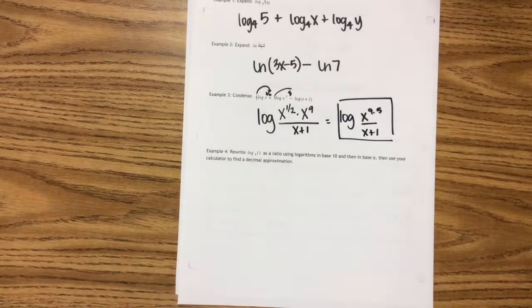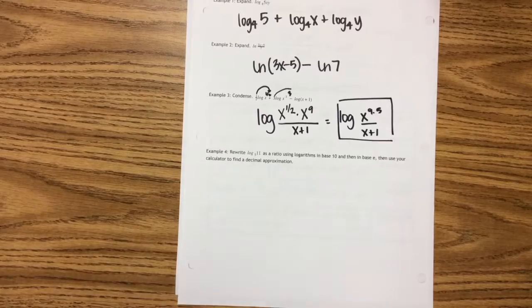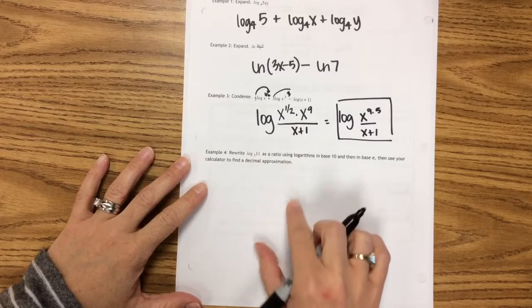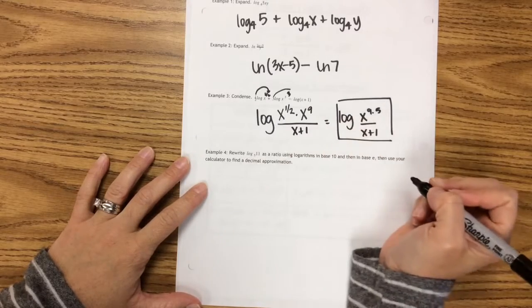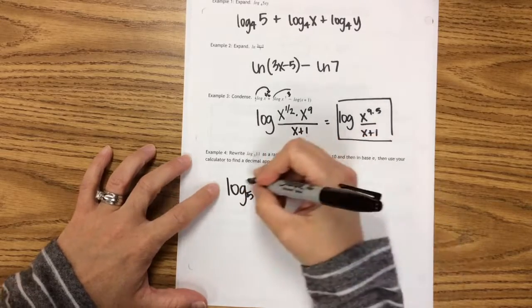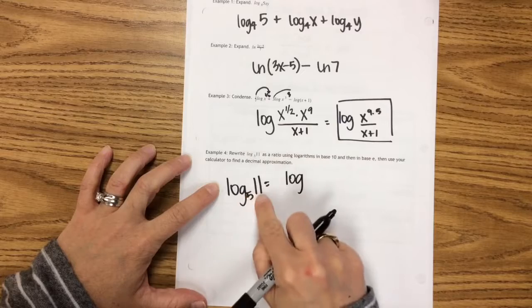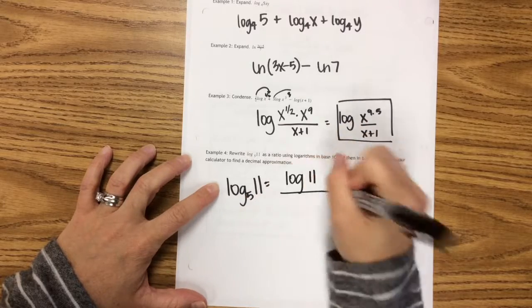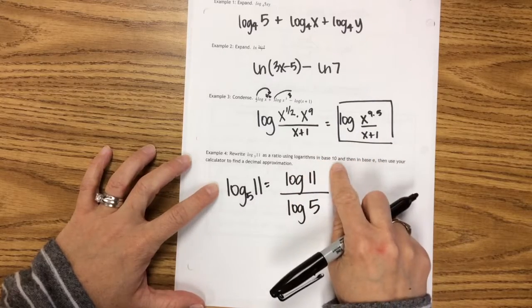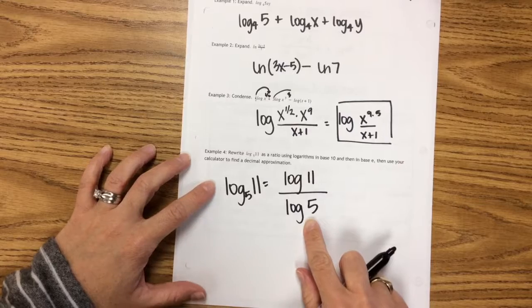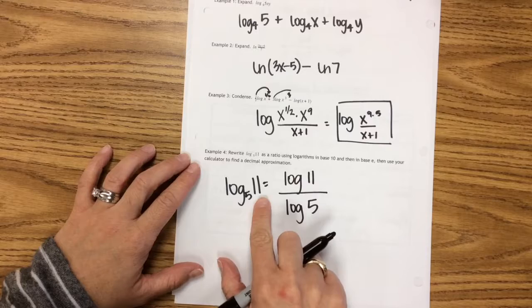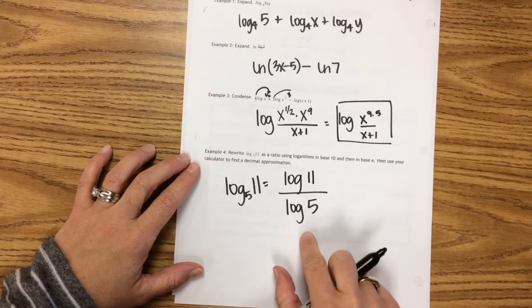The last one is using the change of base property. It says rewrite log base 5 of 11 as a ratio using logarithms. A ratio will be a fraction, and we have to do it in base 10. So log base 5 of 11, what you'll do with the change of base is you'll take log of this number first, so log of 11, divided by log of the base. And it says that we want base 10, so base 10 is actually the common logarithm. You don't have to write the 10, you can leave it. So this would be it. This is this in base 10.